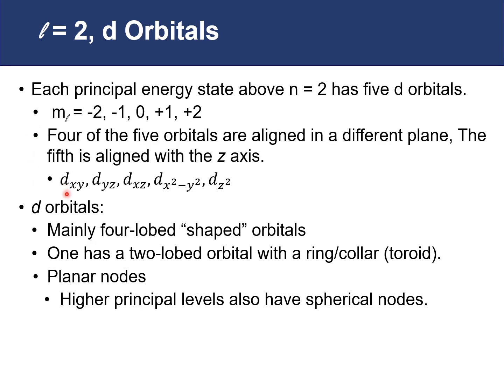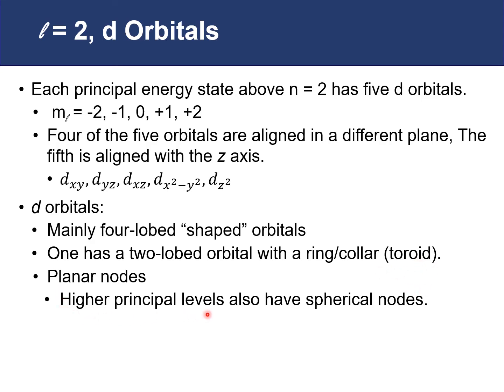So you have the dxy, the dyz, the dxz, the dx squared minus y squared, and the dz squared. The first 4 are going to have this 4-lobed shape, which looks much like an X, which will have 2 planar nodes which bisect the orbitals. The last of the d orbitals, the dz squared, has 2 lobes that look very much like a p orbital with a ringed collar called a toroid that goes around the orbital. We will actually look at these in the next slide.